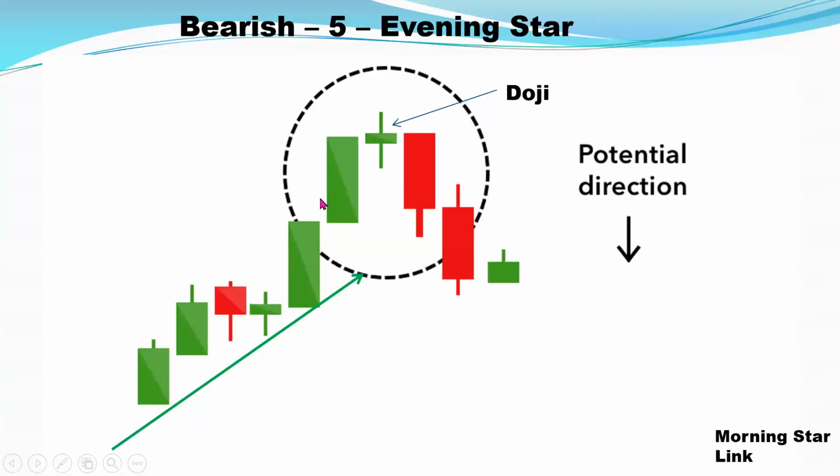Here you can see the market going up, a doji candle forms, then a big red candle forms, immediately telling me that this is going to be my resistance. And the third day, the market has fallen further.